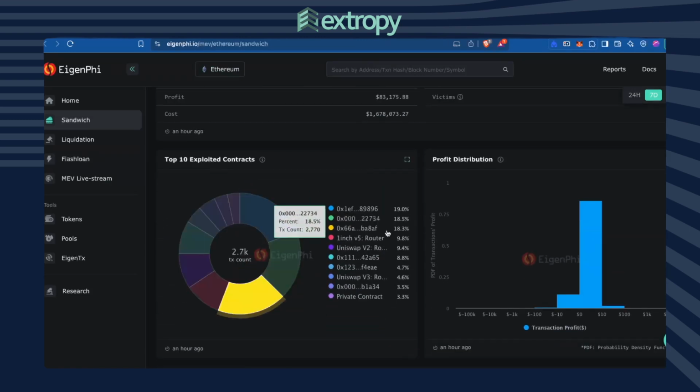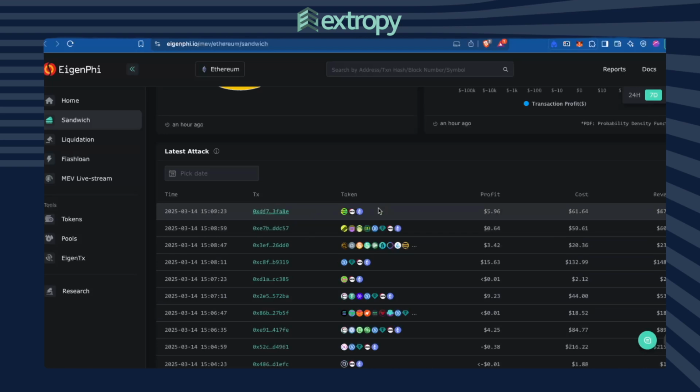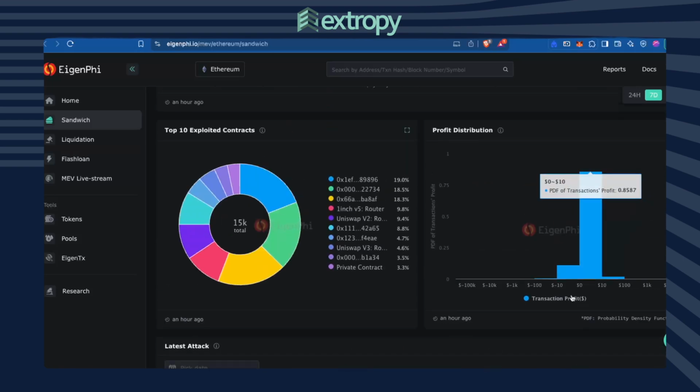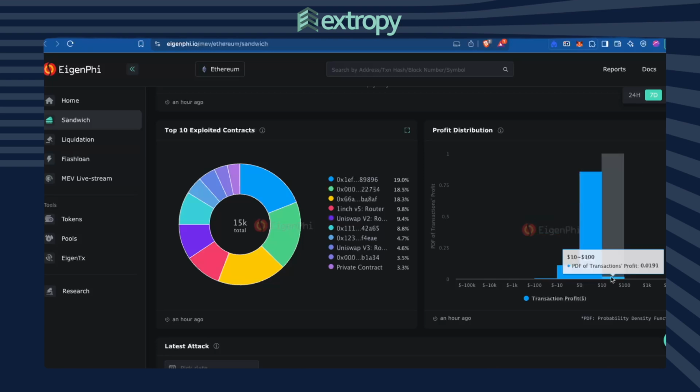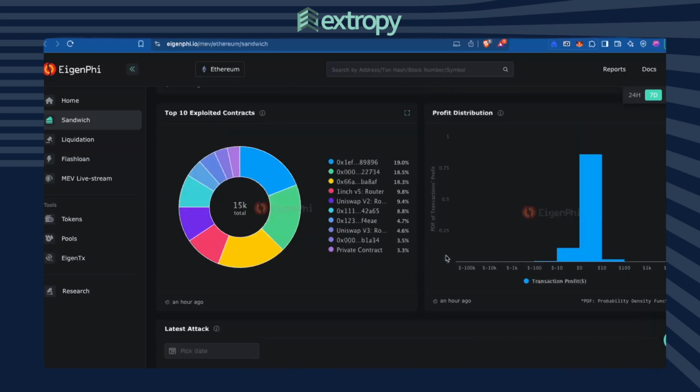So these are the different contracts. We've got Uniswap V2, etc. And you can see the profit that is being taken for all of these. It's not always a huge amount of profit. This is the breakdown of the different amounts. There's lots between $0 and $10, and then not much higher than that. But still, if you do a lot of these, those small amounts add up.